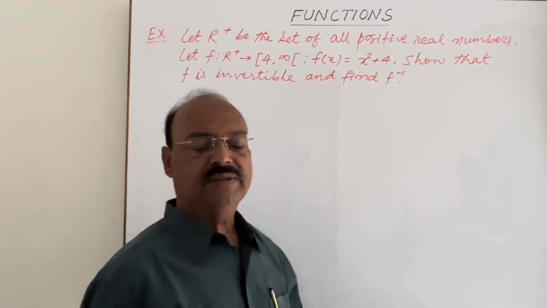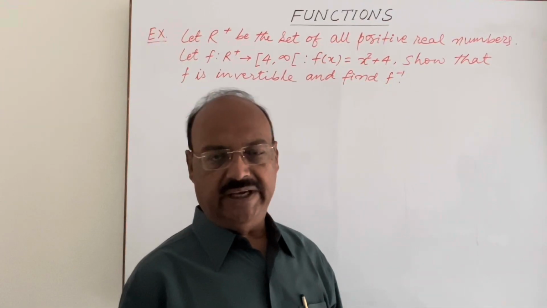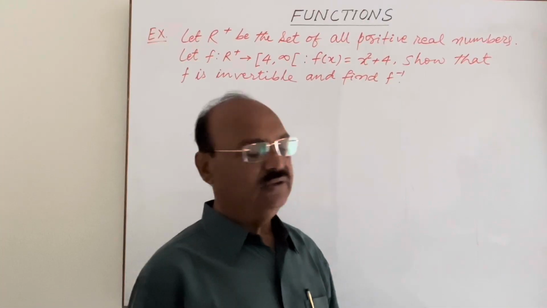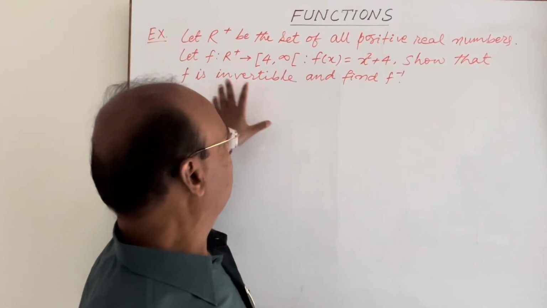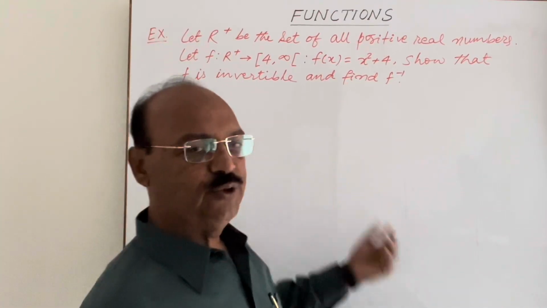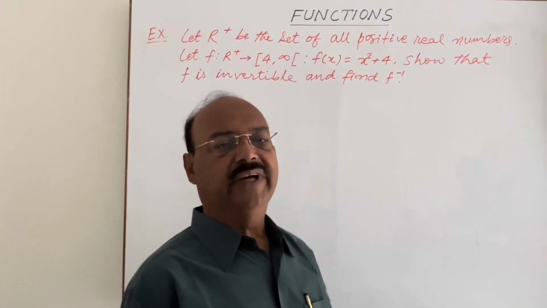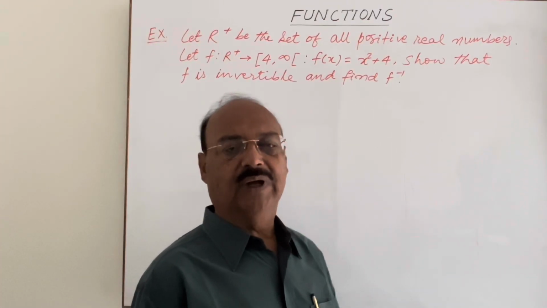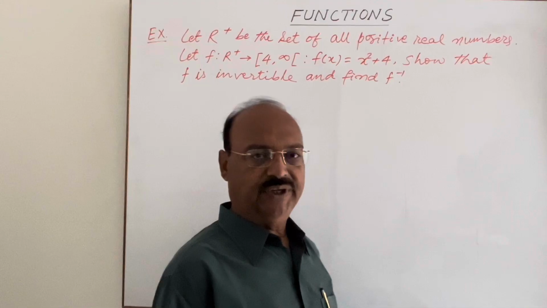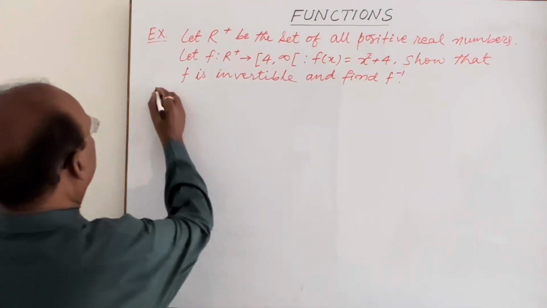Invertible function means the function is 1-1 and onto. So for showing that this function is invertible, we need to show that this given function is 1-1 and onto function. Okay, so let us see the solution here.